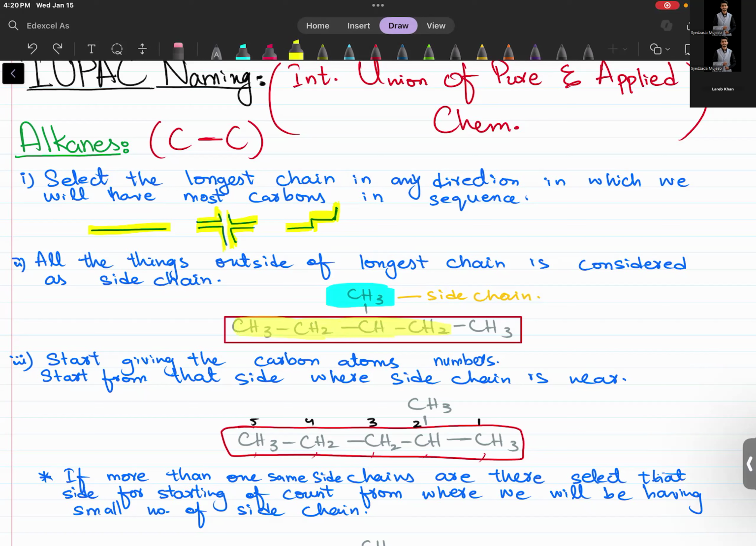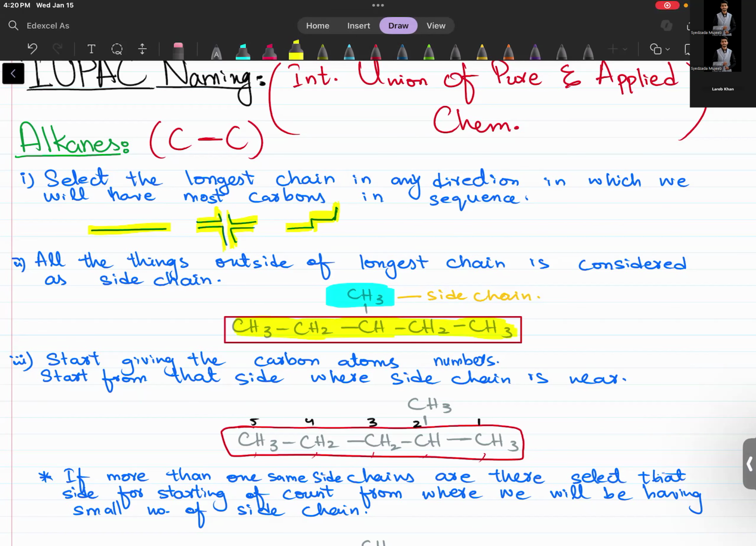I always recommend students draw a box around the longest chain so you can easily identify it. This is the longest chain. All the things outside of this box, all the things apart from this longest chain, are considered side chains. So you are considering the side chain here as the CH3. Got my point? Yes, sir.